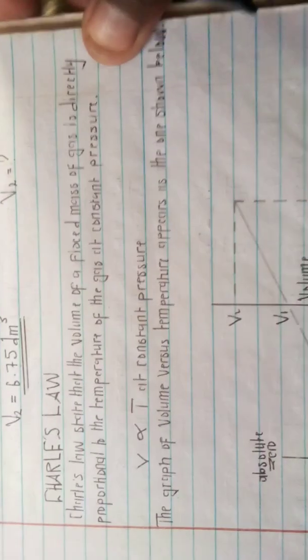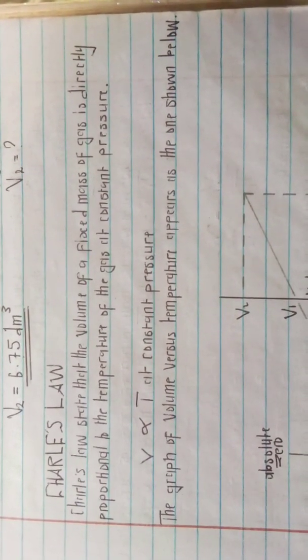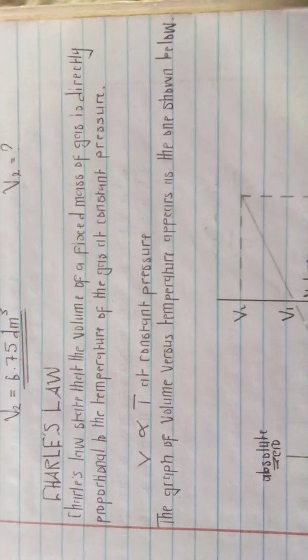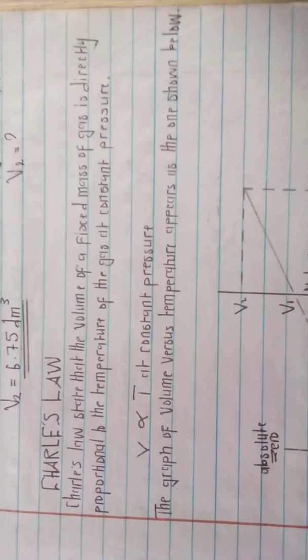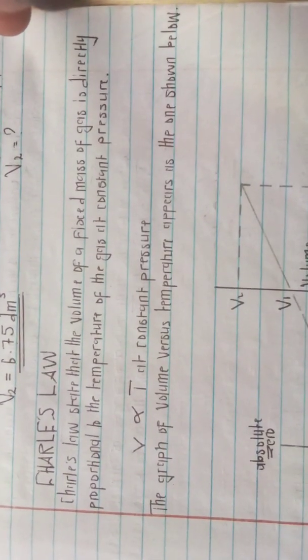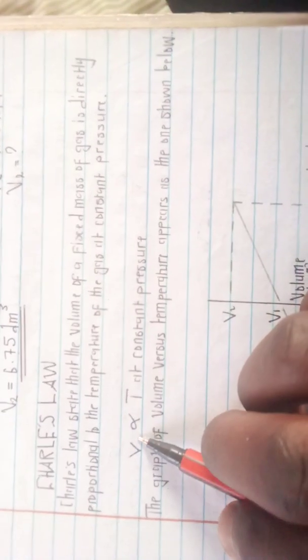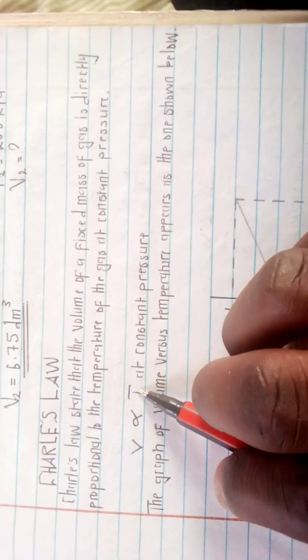Then coming to Charles' law. Here what we do is we keep pressure constant, meaning that we're investigating the relationship between volume and temperature. What you should bear in mind is Charles' law tells us that when a fixed mass of a gas is kept at constant pressure, the volume is directly proportional to the temperature. Meaning that when the volume increases, it means that temperature increases, but the pressure remains the same.